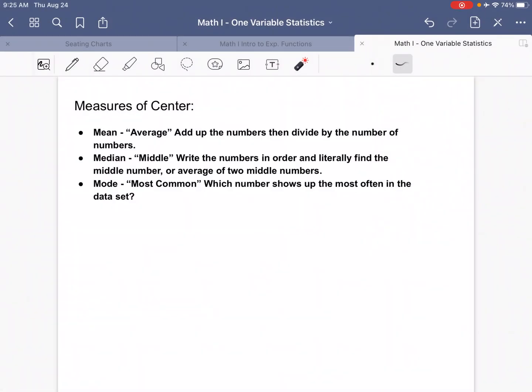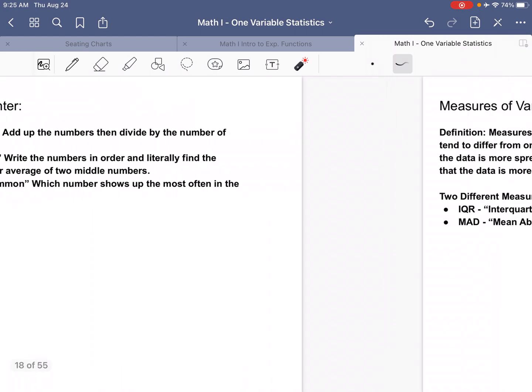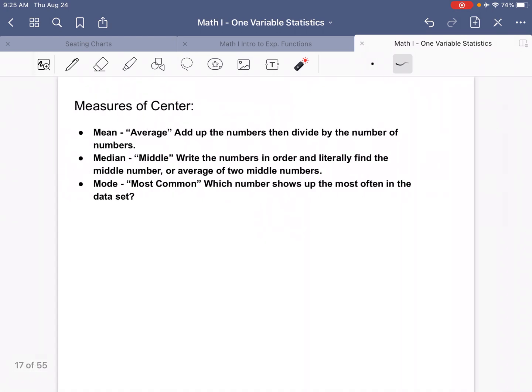We are dealing with the cooldown called calculating MAD and IQR. A couple quick definitions. When we talk about measures of center and measures of variability, first of all, the mean, when we talk about the mean, we mean the average. You want to add up the numbers, then divide by the number of numbers.